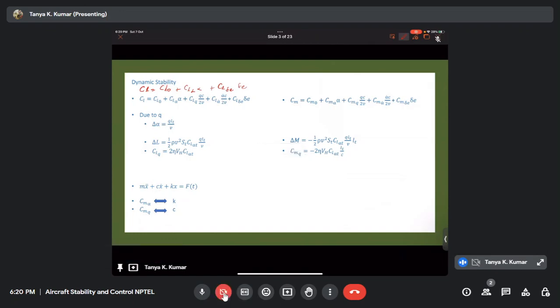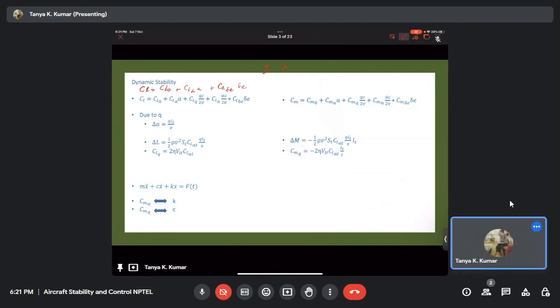Then we saw the pitching moment coefficient. When the control came into the picture, your delta E term came into play. Now when dynamic stability comes into play, you have two new terms that come into these linearized equations of the stability derivatives: q and alpha dot. q is the pitch rate and alpha dot is the rate of change of angle of attack.